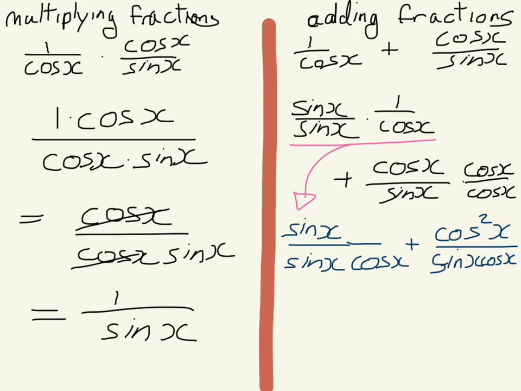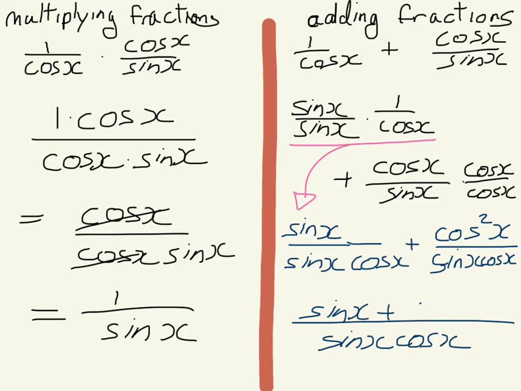So now adding them together is easy. We make it all one fraction, so it goes over the same denominator. Now it's all over sine x cosine x, and on top we have sine x plus cosine squared x. And this is just a question I made up, so there's no actual way of simplifying that.